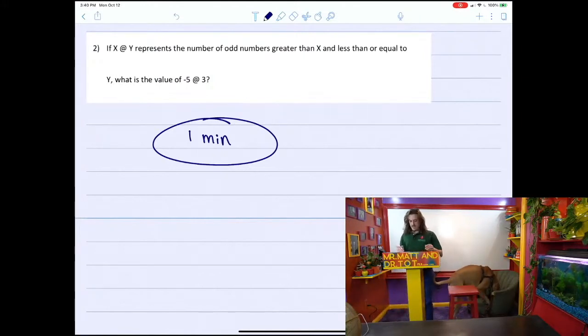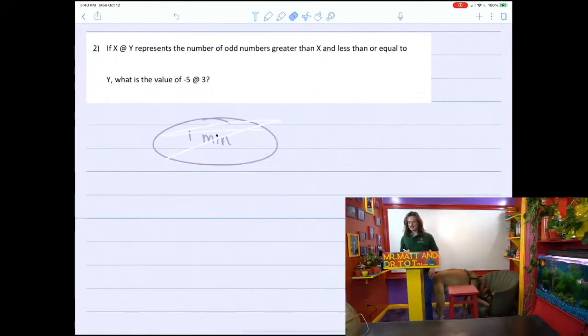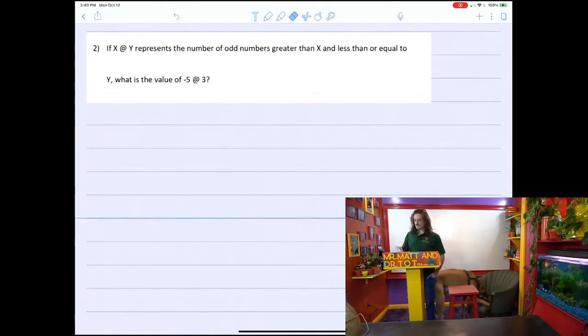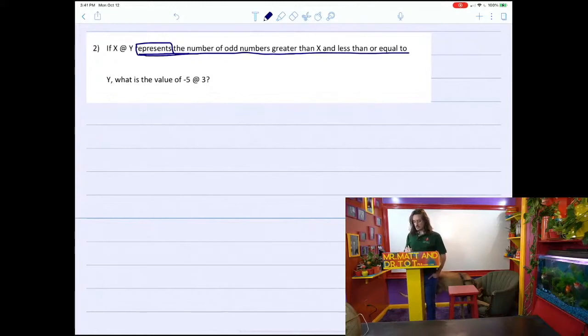Okay, so if x at sign y represents the number of odd numbers greater than x and less than or equal to y, what's the value of -5 at sign 3? So again, they're totally making up this at sign thing, but they're defining what it means. It represents the number of odd numbers greater than x and less than or equal to y. X here is -5, y is 3.